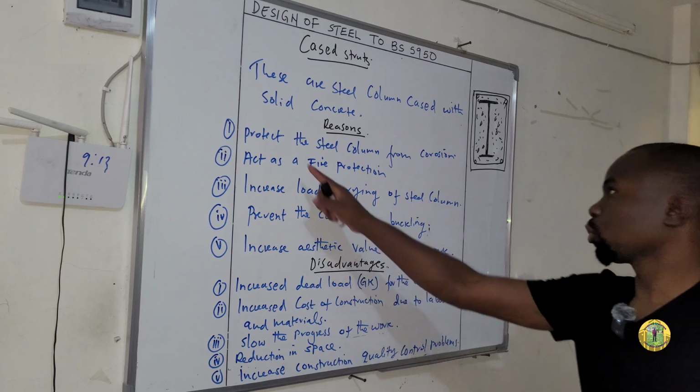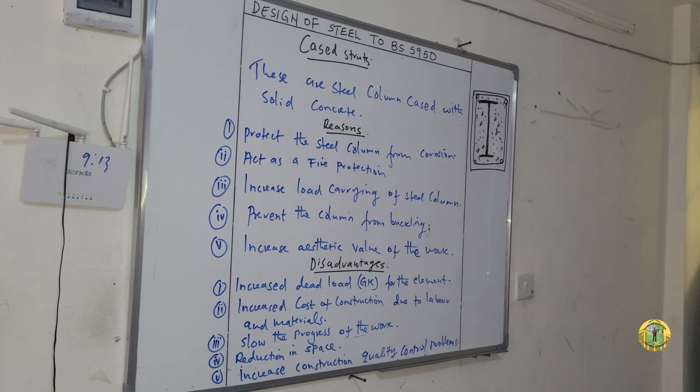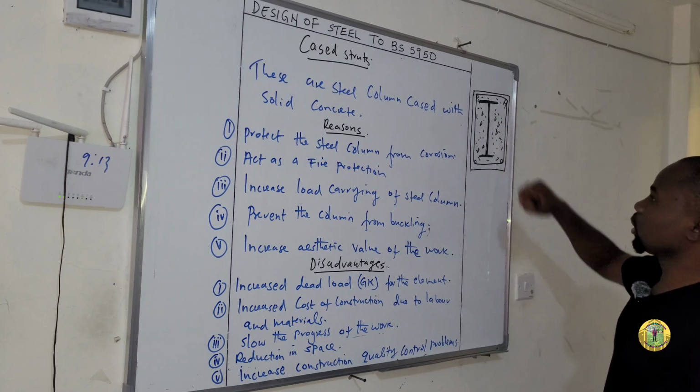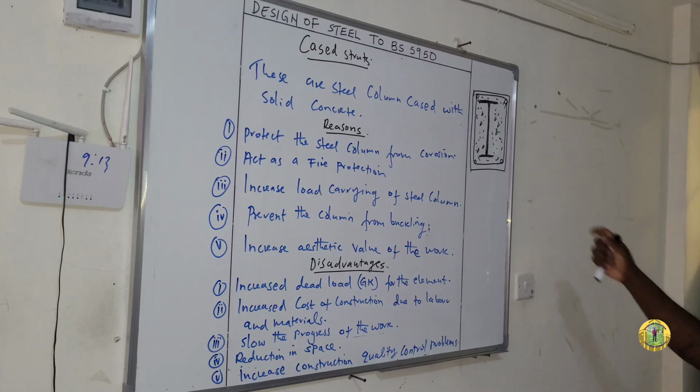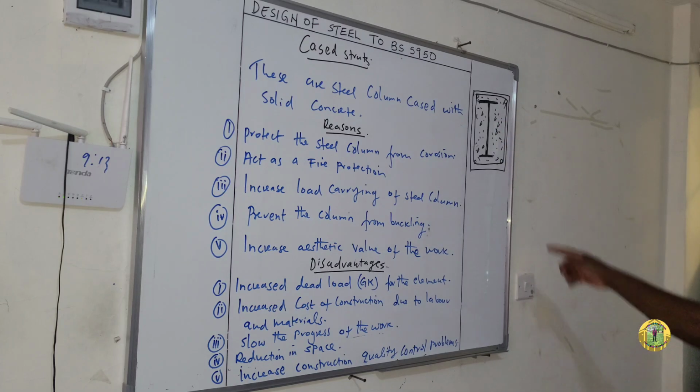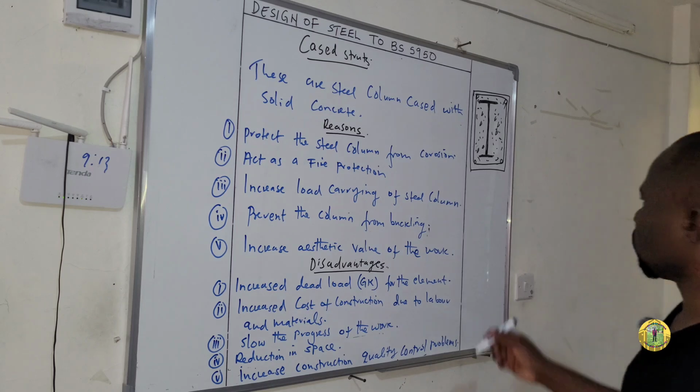Number one is to protect the steel column from corrosion. As you can see, if this steel is inside this concrete, it means the rusting will not affect this steel. Number two, act as a fire protection. The concrete will protect this steel from fire effects. And then you have the increased load carrying capacity of the steel column.